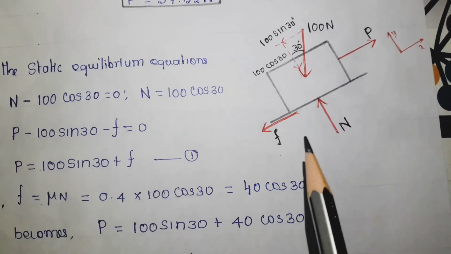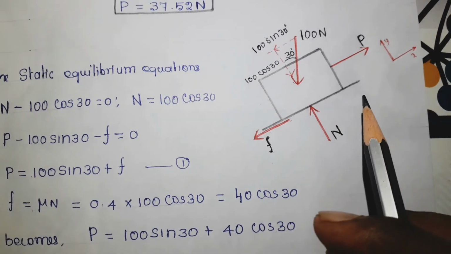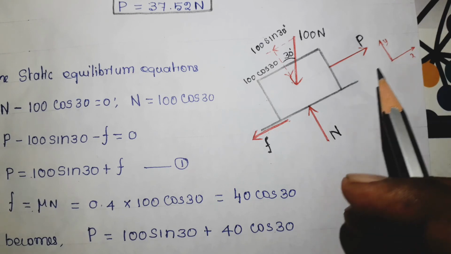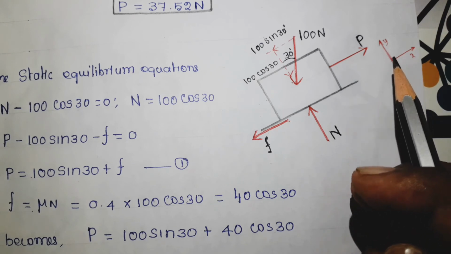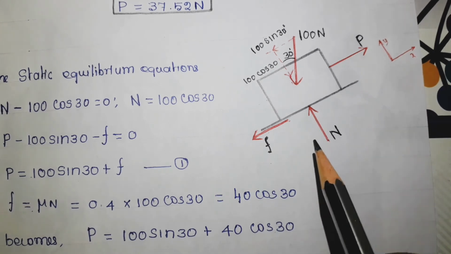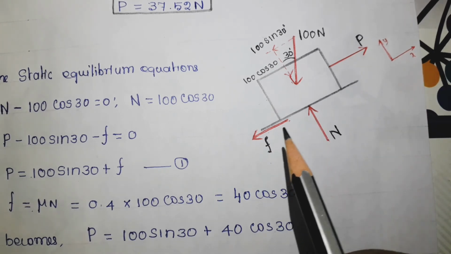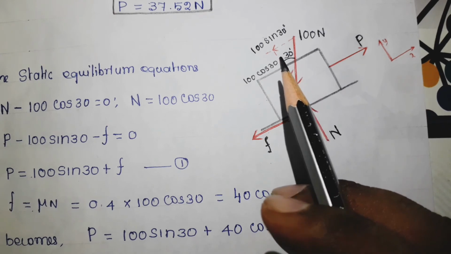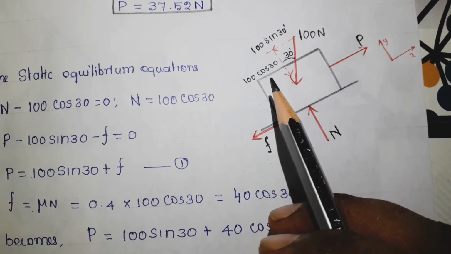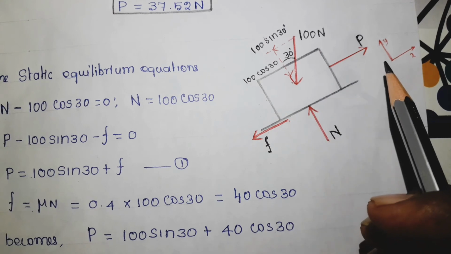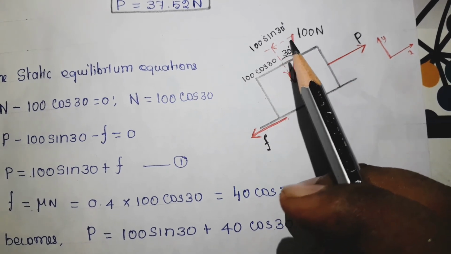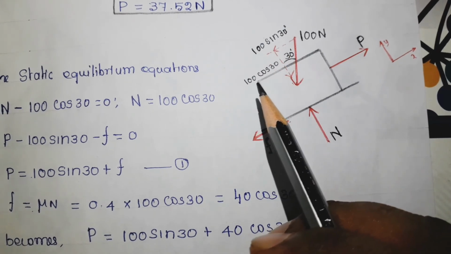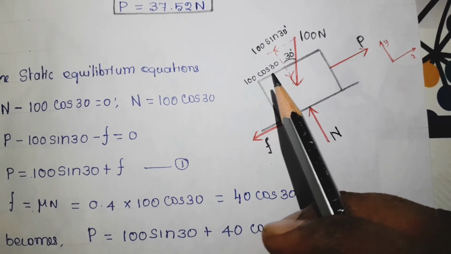This is the free body diagram for this case. I have changed the coordinates according to the inclined plane. Now the x axis is parallel to the inclined plane and the y axis is perpendicular to that. Here is the applied force, the normal reaction, and the friction force. Now the 100 Newton has to be resolved into horizontal and vertical components according to this coordinate system. So here is the x component, 100 sin 30 degrees. Here is the vertical component, which is nothing but 100 cos 30 degrees.